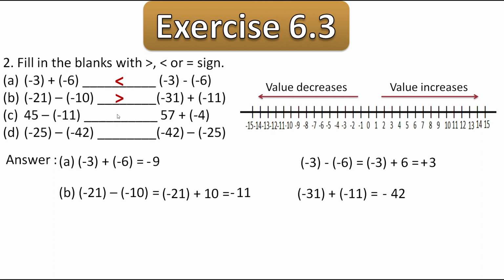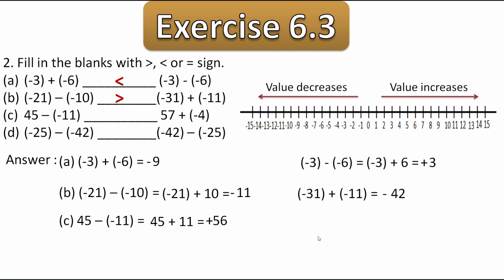Now let's solve this third one. See here, 45 minus of minus 11. As in between we have a minus sign, we have to change the sign of the next number. So what will it become? 45 plus 11. Then what do we get here? 56 with a plus sign. Okay.